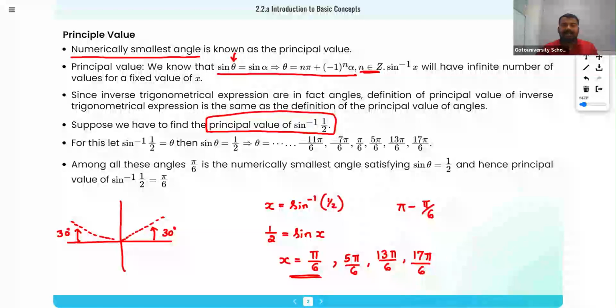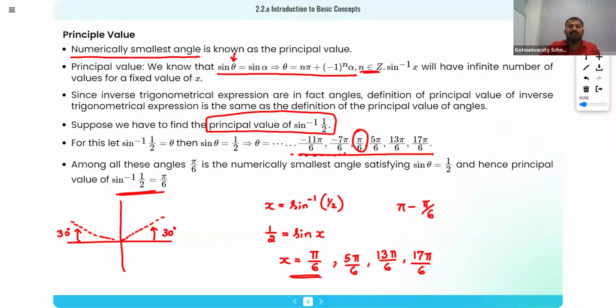And on the other side, as you can see here, it can be minus 7 pi by 6. It can be minus 11 pi by 6. If you take all the values you have taken here and find all the values of sine of the angle, you will get the answer as half. So the important thing is finding the smallest value. In this, the smallest value is pi by 6. Your answer is going to be pi by 6. Clear with this?